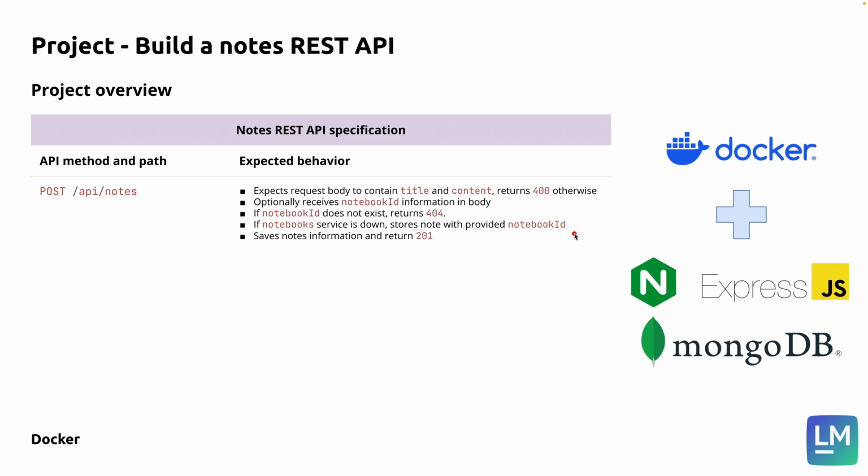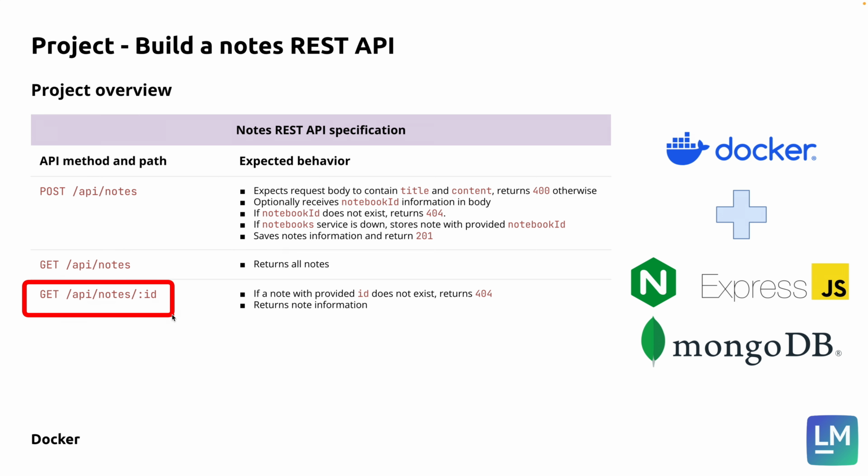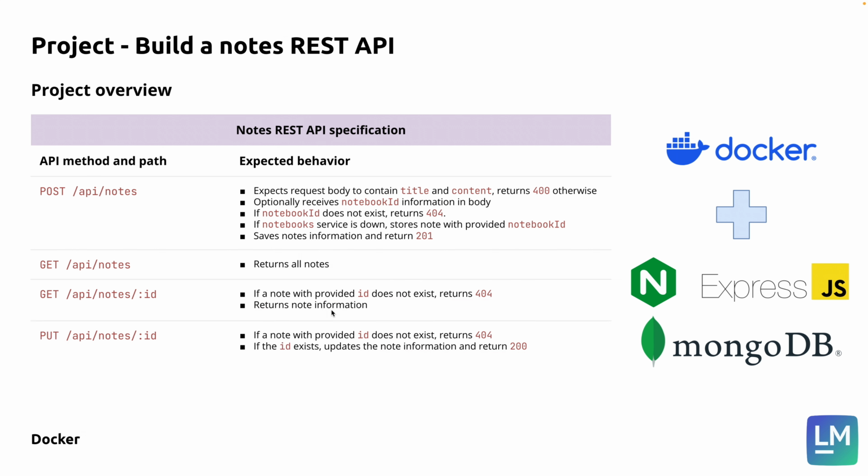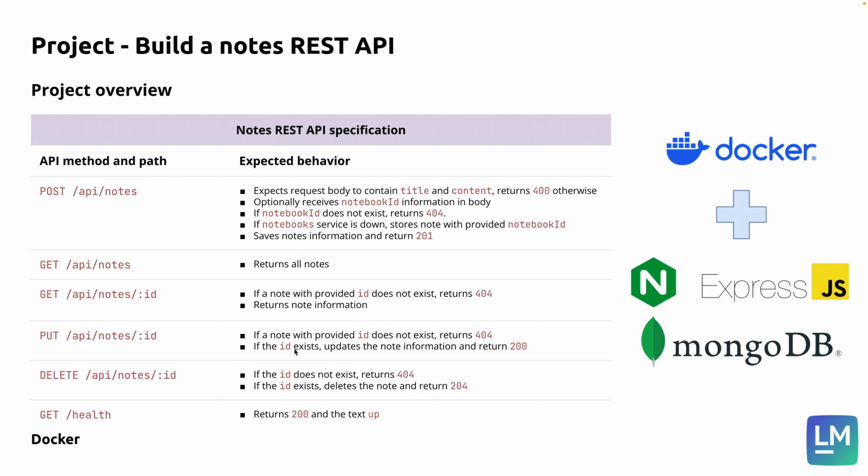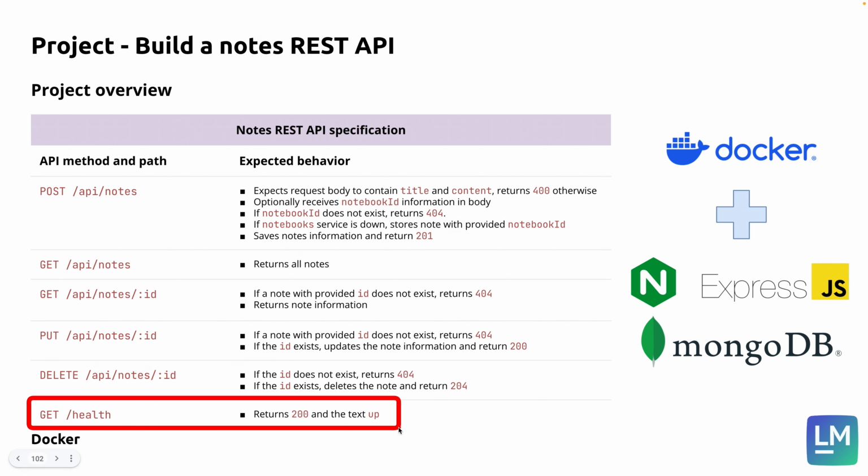We're not going to focus on the implementation of these approaches, but it's good that we discuss to really brainstorm different solutions we could implement in our code. After all that, and if the information is valid, we should save the nodes information and return a 201. Similarly to the notebooks REST API, whenever we want to get /api/nodes, we should get all the nodes. We can then get a specific node by hitting the ID endpoint. Once again, if it doesn't exist, we return a 404, or we return the node information. We can update nodes, we can delete nodes, and we should also have a health endpoint.